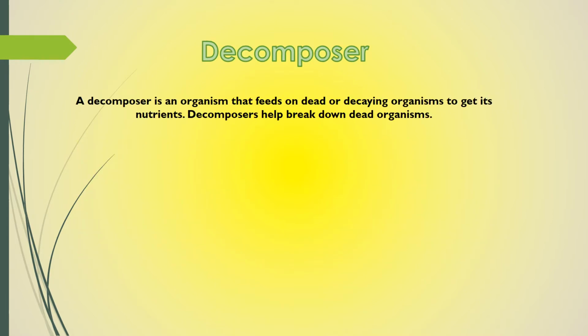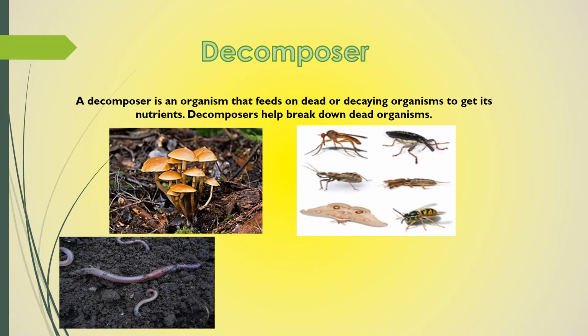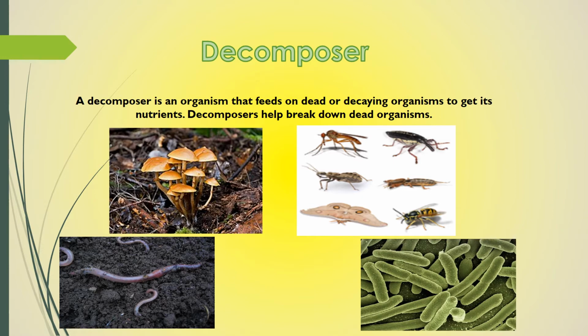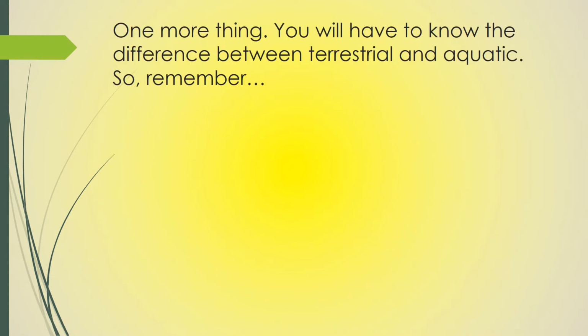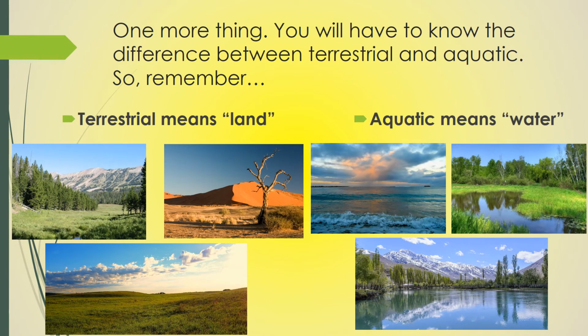A decomposer is an organism that feeds on dead or decaying organisms to get its nutrients. Decomposers help break down dead organisms. Things like worms, mushrooms, insects, and bacteria are examples of decomposers. One more thing. You will have to know the difference between terrestrial and aquatic. So, remember, terrestrial means land, and land comes in many forms. And aquatic means water, and there are a lot of varieties of types of water.